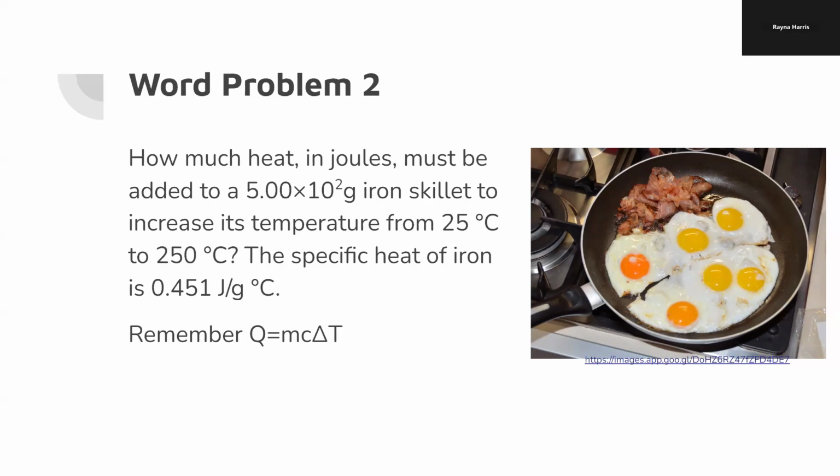How much heat in joules must be added to a 5.00 times 10 to the 2 gram, or 500 gram, iron skillet to increase its temperature from 25 degrees Celsius to 250 degrees Celsius? The specific heat of iron is 0.451 joules per gram per degree Celsius. So given this equation, energy equals mass times the specific heat constant times change in temperature, how much energy do you need to heat up a pan so you can cook yourself breakfast?